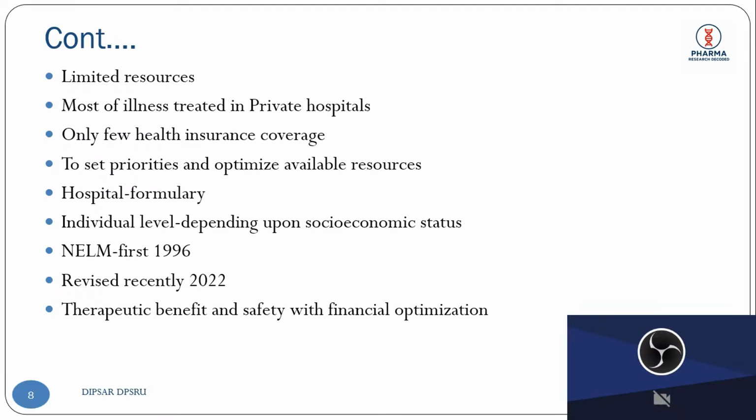And of course, in countries like India, there is a much greater need to do these pharmacoeconomic studies, because we have limited resources, and most of the illness, particularly in our country India, is treated in private hospitals. And if you do the survey, you will find that only a few have health insurance coverage. So due to all these reasons, you have to prioritize and optimize the available resources. And how can you do it? By doing HEOR, health economics outcome research. You can set the priorities and you can optimize the available resources, right?